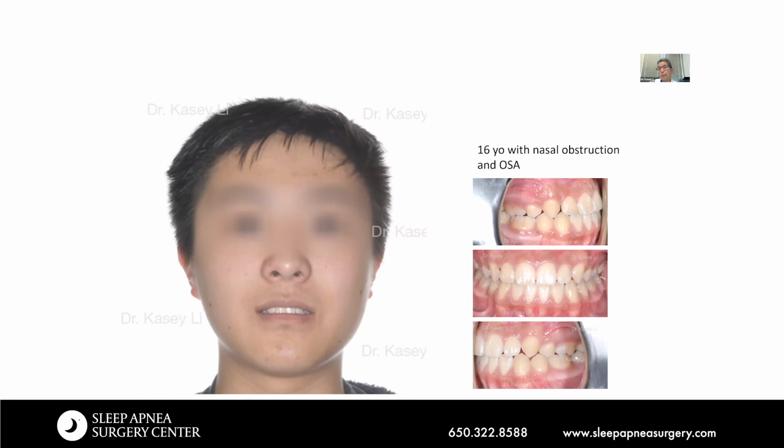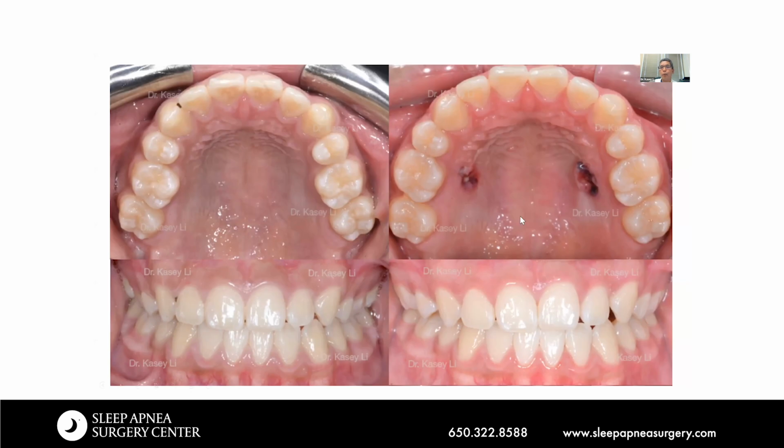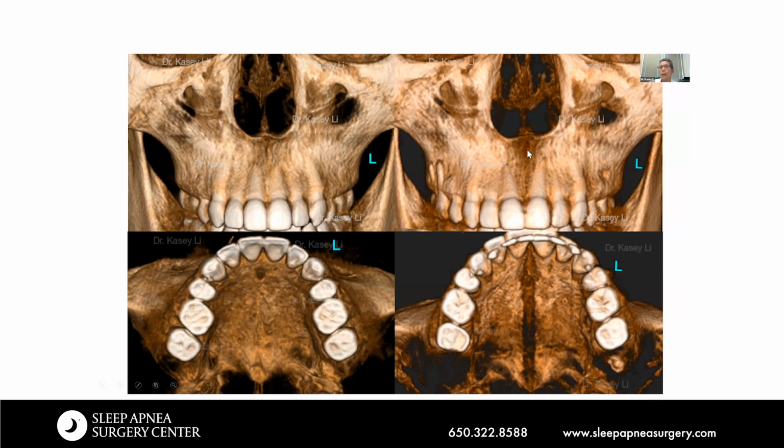This is a boy who is a son of a sleep physician from the Midwest. He came to see me. I just removed the device. I want to show you this. This is about 6 months apart. You can see that the bones already ossify, right? You can see the extent of expansion.